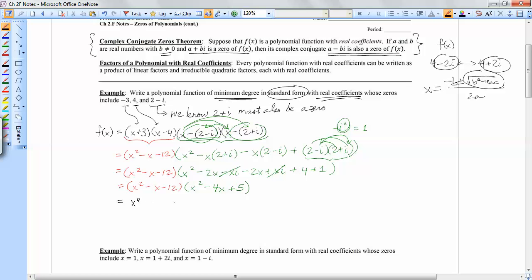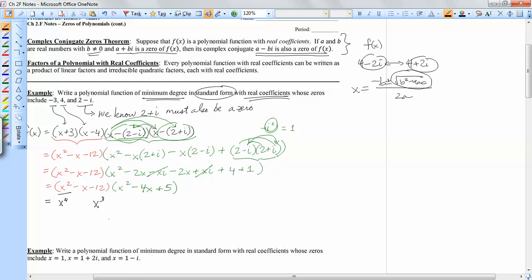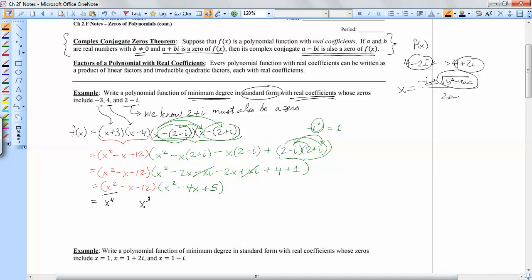Then the next biggest power is going to be an x cubed, and I can get that by multiplying this x squared, ooh, I don't know what's jumping around, this x squared with this negative 4x, so I got negative 4x cubed. And I can also get it by multiplying this negative x times that x squared, which is going to be one more negative x cubed. So I'm going to get negative 5 of them total.